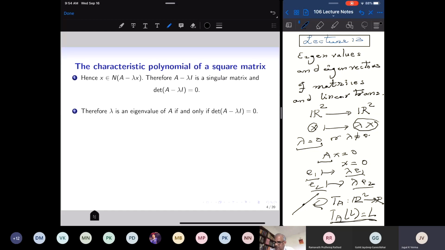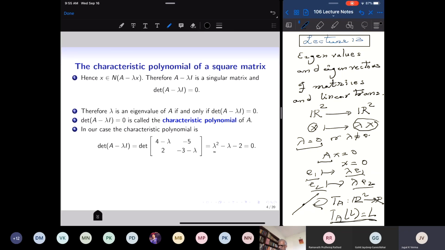So lambda is an eigenvalue of A if and only if the determinant of A minus lambda I equals 0. If A is an n by n matrix, the determinant of A minus lambda I is a polynomial of degree n. This is called the characteristic polynomial. So every matrix A has a characteristic polynomial associated with it, and the degree of this polynomial is equal to the order of the matrix. If my matrix is n by n, the determinant of A minus lambda I is a polynomial in lambda of degree n.